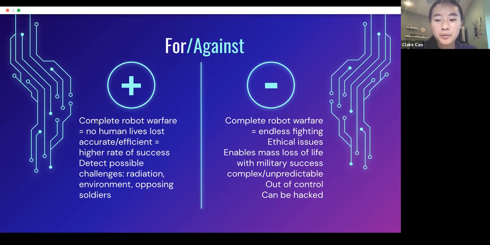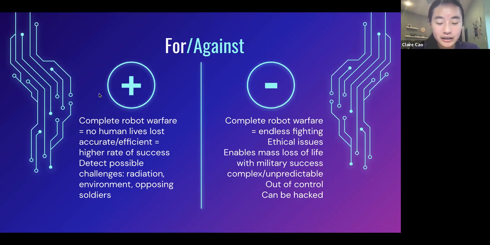So first of all, complete robot warfare would pretty much mean endless fighting, or it would take a lot longer for war to end, because it's just about production. You keep making robots, and then you get into this deadlock where neither side wants to give up. This is called total war. All these robots would be fighting forever until one side gives up and can't produce robots anymore. So it's a war of attrition, a deadlock where neither side can give up because they're so evenly matched.